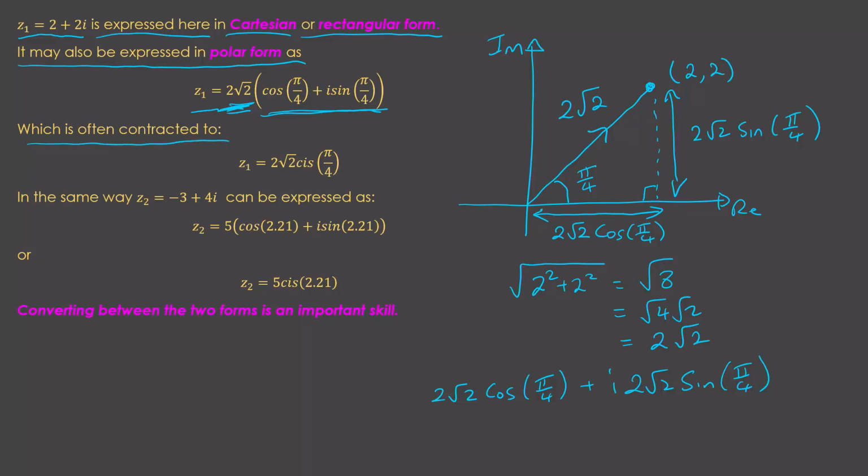This is often contracted to Z1 is equal to 2 root 2 cis pi by 4. So the cis, CIS, stands for cos plus i sine.